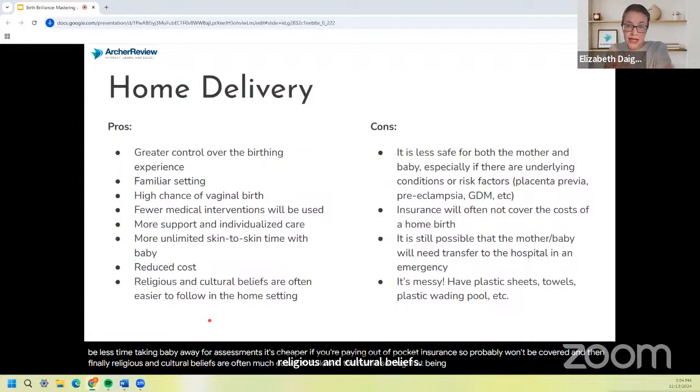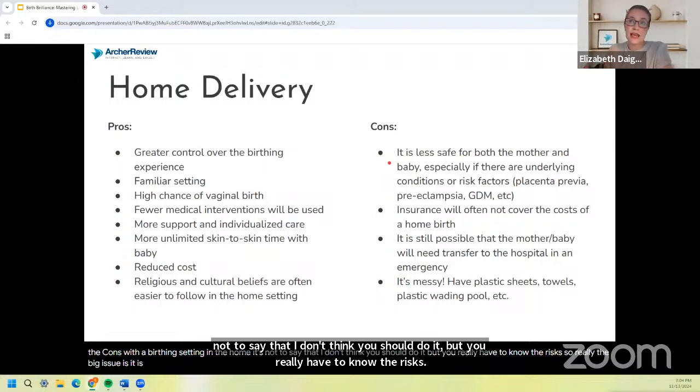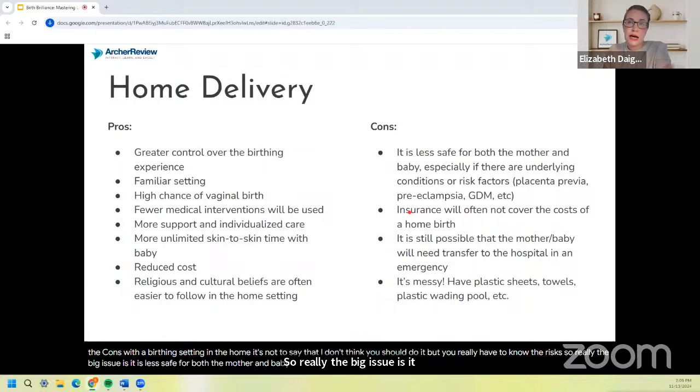That being said, I do want you guys to be very aware of the cons with a birthing setting in the home. It's not to say that I don't think you should do it, but you really have to know the risks. So really the big issue is it is less safe for both the mother and baby, especially if there's underlying risk factors. If you're considered a high risk pregnancy, like if you have placenta previa or preeclampsia, you should not deliver in the home setting. And what we know is if an emergency happens, you're not going to be able to stay in the home setting.